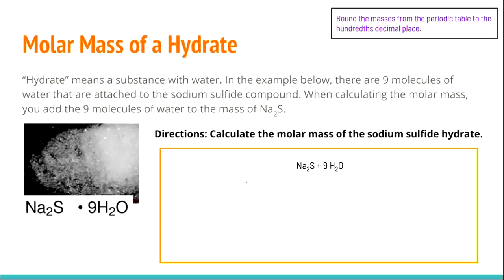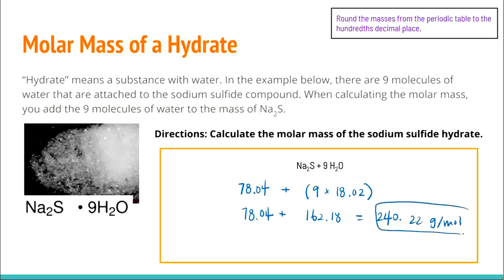So for sodium sulfide, I got a molar mass of 78.04 grams per mole, and water has a mass of 18.02 grams per mole. So the mass of water is 162.18 grams per mole, which gives this a total mass of 240.22 grams per mole.